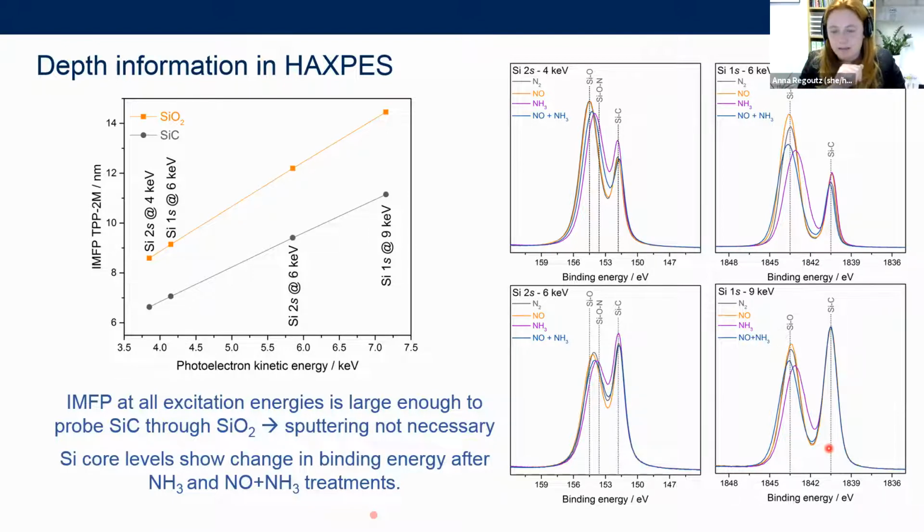Now, what we were interested in with these studies was to figure out what the difference is between different nitrogen atmospheres used in these high temperature anneals. So we have N2, NO, ammonia, and a combination of NO and ammonia. Already you can see, particularly for example in the silicon 1s at 6 keV, there's something going on: our spectra start to move, the widths are starting to change. And as you've seen in the gallium oxide case and in the tungsten case, that means our chemistry is changing. So when you anneal, something in the chemistry is changing. Now the question was, what is it?